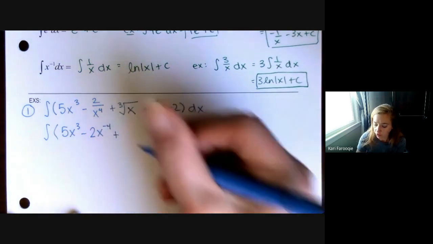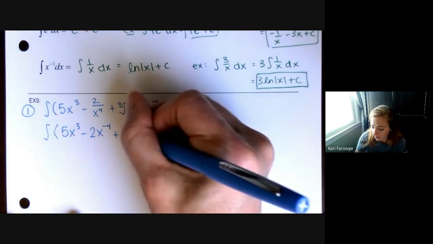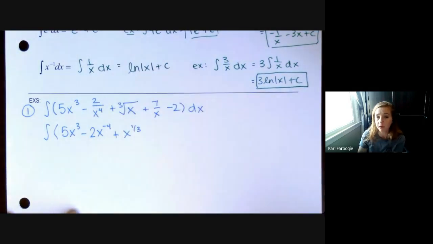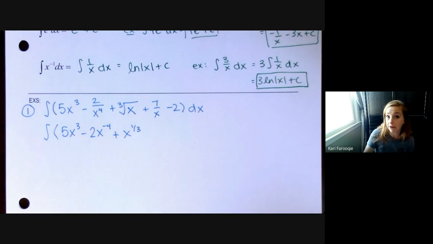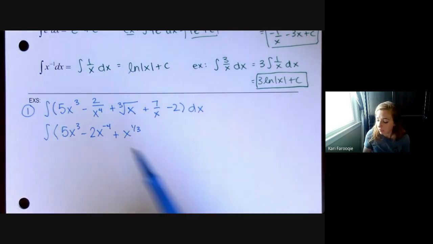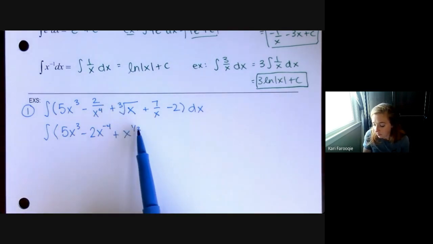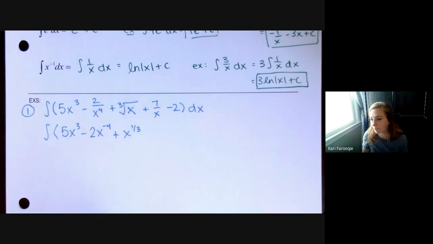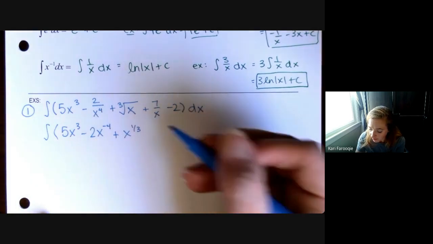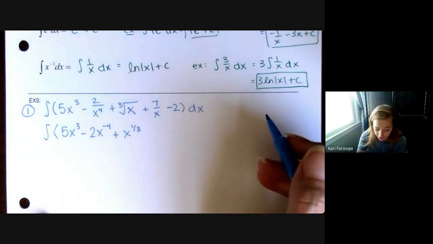For the next term, we're going to rewrite the cubed root of x as x to the 1/3. Remember, when you're converting from a radical to a rational exponent, the index of the radical is the denominator. The exponent on the inside is the numerator. Now, the 7 over x, I'm going to leave that.